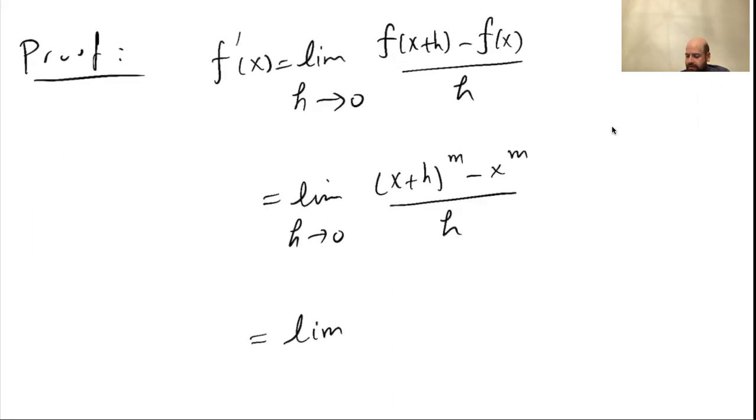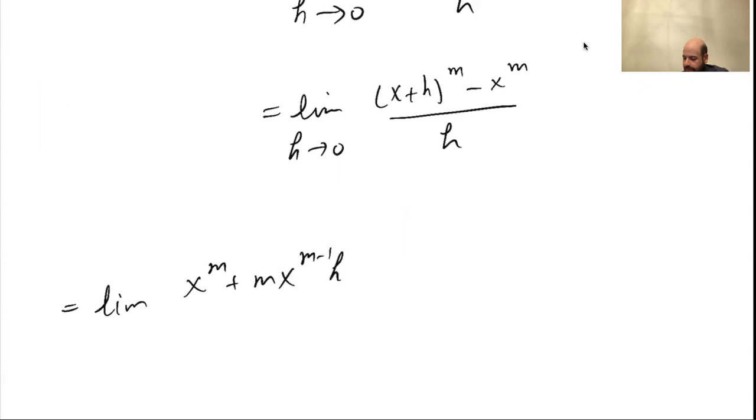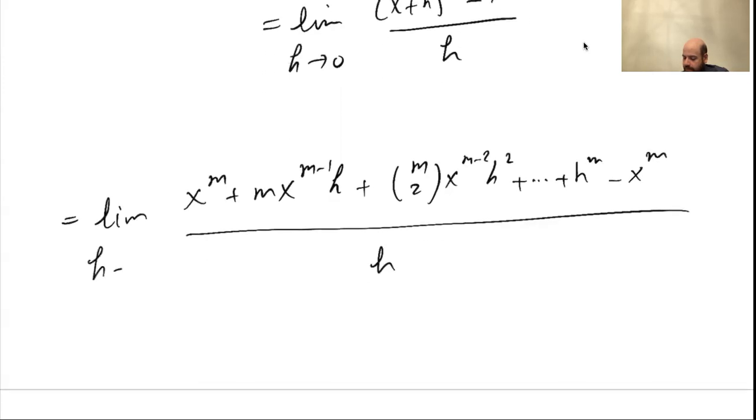And then this is the limit of, so we are going to expand this, x to power m plus m x to power m minus 1 h plus m choose 2 x to power m minus 2 h squared. Maybe I don't have enough space here, maybe I can write at the beginning of the line. Limit of x to power m plus m x to power m minus 1 h plus m choose 2 x to power m minus 2 h squared plus dot dot dot all the way to the last term, h to power m, and then minus x to power m, divided by h, as h approaches 0. Here we use the binomial expansion.